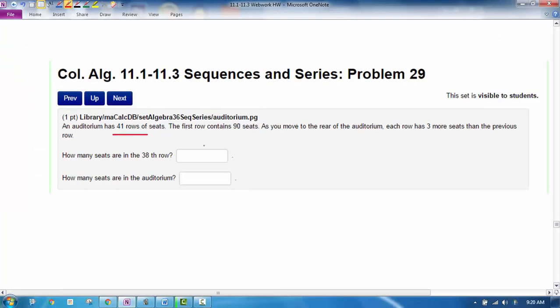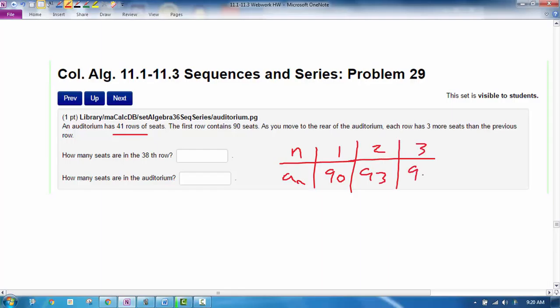Okay, the next question says an auditorium has 41 rows of seats. It says the first row contains 90 seats, and as you move to the rear of the auditorium, each row has 3 more seats. So the next one's going to be 93, and so on.